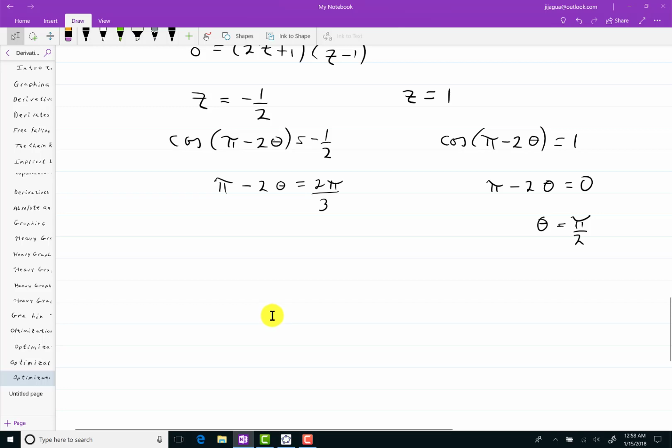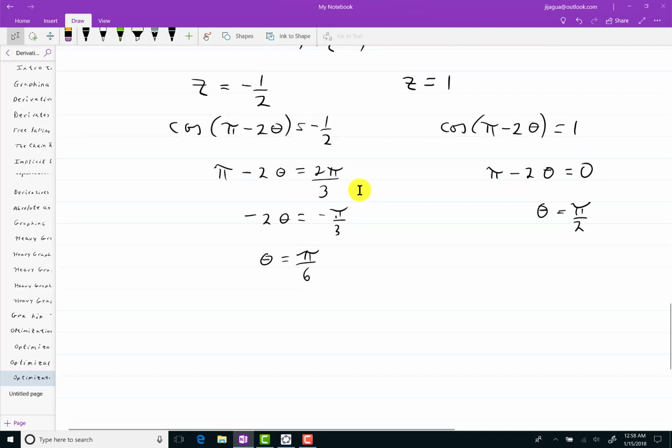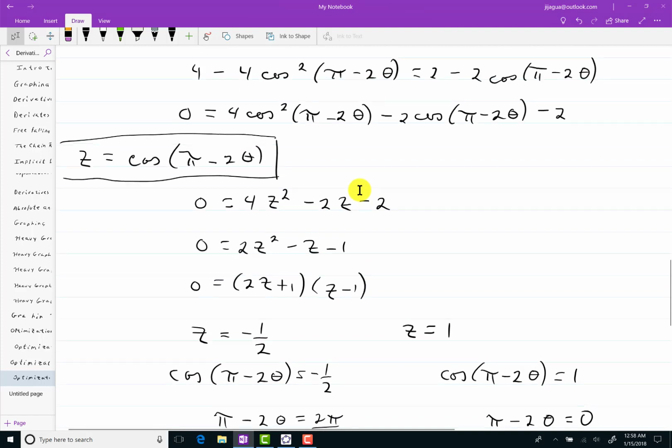We get negative 2 theta equals negative pi over 3. So theta equals pi over 6. I already considered this point anyways. That's an endpoint. So we just need to try theta equals 0, theta equals pi over 6, and theta equals pi over 2. And I need to put that into the formula for t.